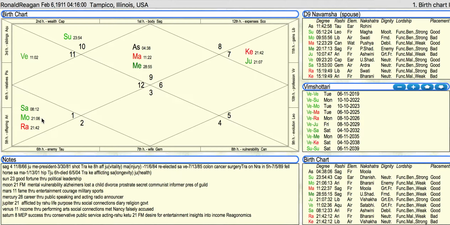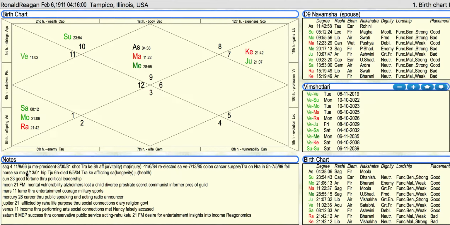Let's see here. We have Rahu and Ketu. They're at 21 degrees, and they can cause some issues. Now, in this chart, they're not causing many issues because they're not close to the most effective point. So they're not afflicting any houses. Only Jupiter is afflicted, and so not causing too much harm. And that's probably his hip issues there. But Rahu gives desire, ambition for entertainment, acting. And then you have Ketu giving insights into income. So he had this philosophy called Reaganomics about the economy and income. So those are the main points.